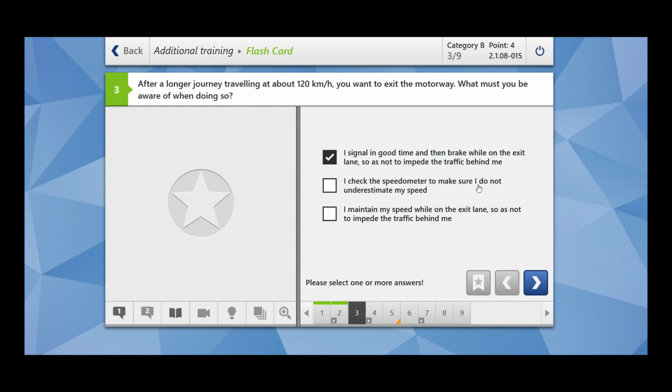I check the speedometer to make sure I do not underestimate my speed. Yes. Whenever you are on the autobahn, let us say on the right hand lane, you are traveling like 100 km per hour or 120 km per hour.